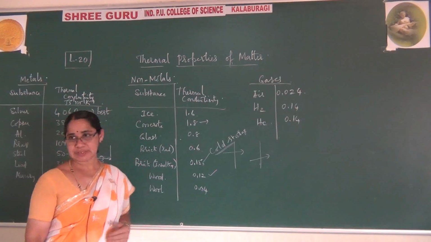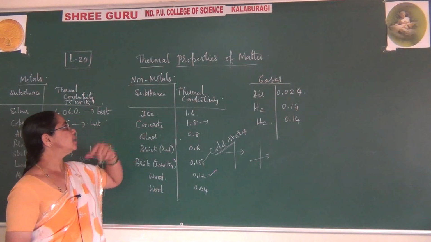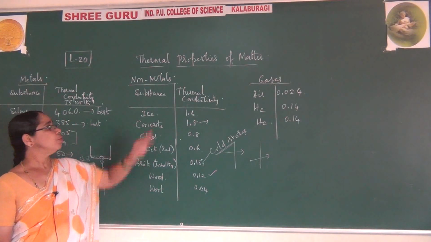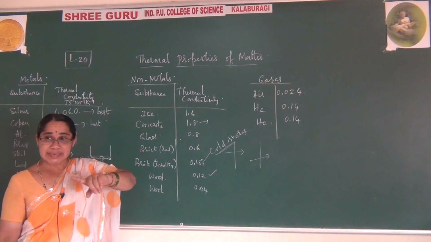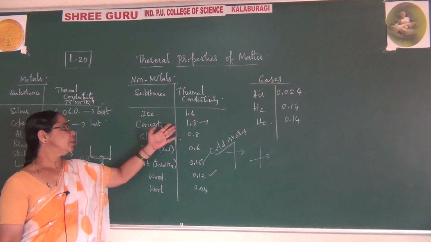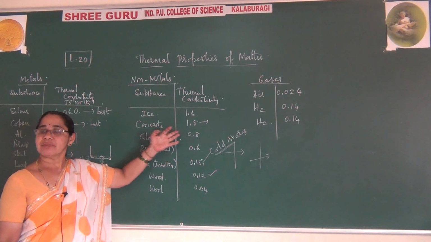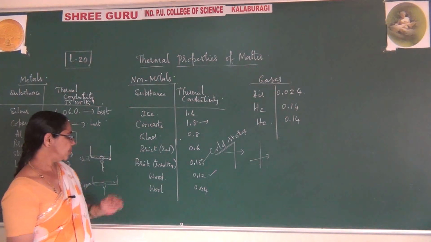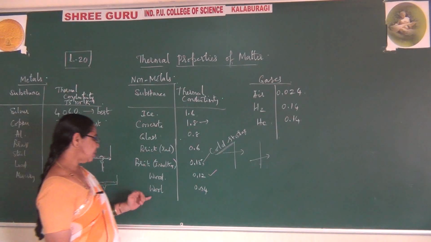This is how you can observe here, looking at this concrete, that the value of thermal conductivity for 1 second is 1.8 joules of heat transmitted in it. Hence you can say concrete houses are very hot. Okay, right. One more point. I want to say one more point here.